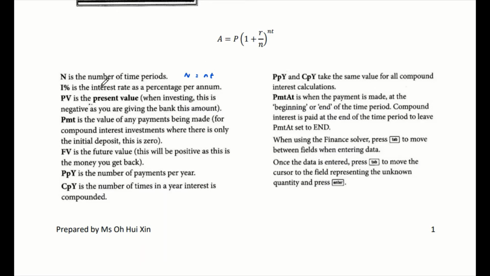Then after that, I is the interest rate, which means it's the small r in our formula. PV, present value. This is the value that you are starting off from, which means it's your initial value, which is the principal in our formula. No matter whether we are talking about investment or loans, that will be the PV. It's either the value that you invest or the value that you borrow from the bank.